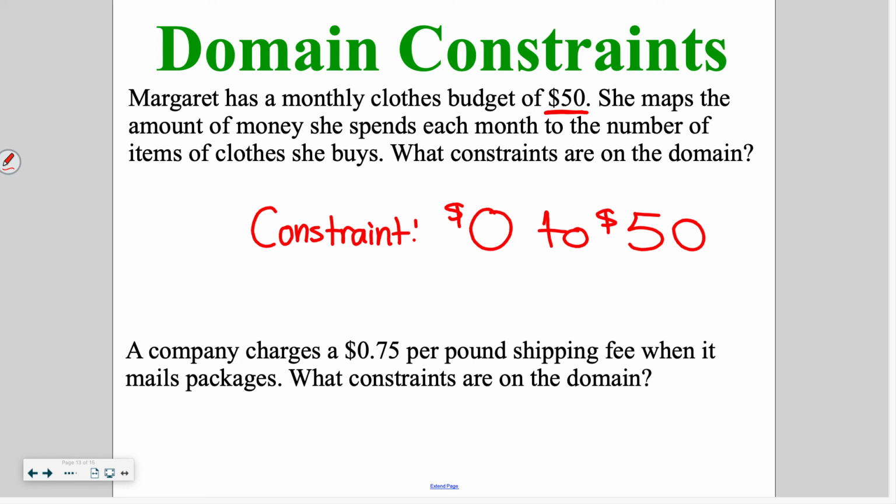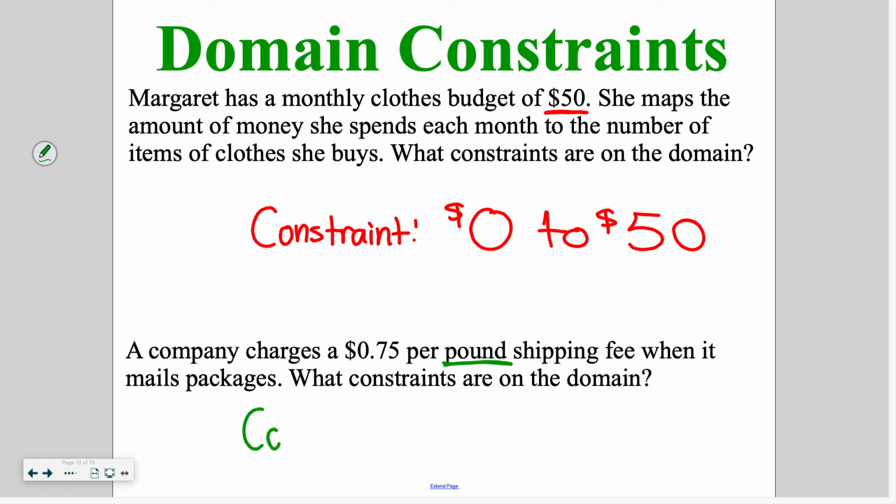This bottom one, a company charges a 75-cent per pound shipping fee when it mails a package. What is the constraint on the domain? So in this case, again, we have to identify what our domain is. In this case, it's going to be the pounds. The pounds change, and that causes the price to change. So we need to think about what is a reasonable number that we could be using for pounds.